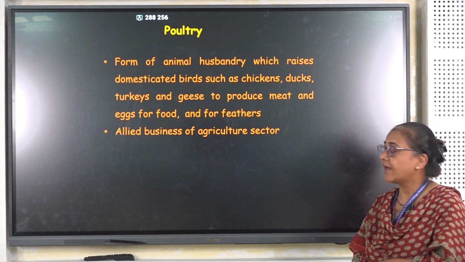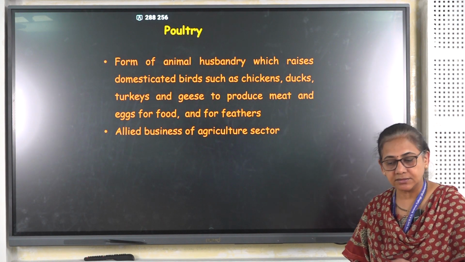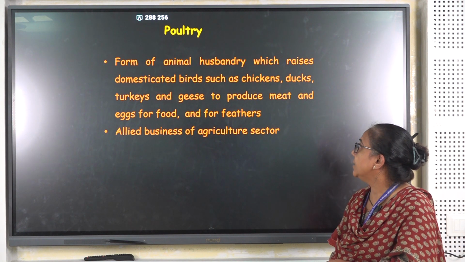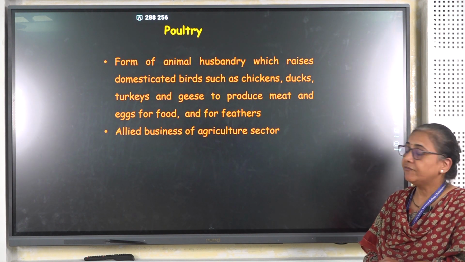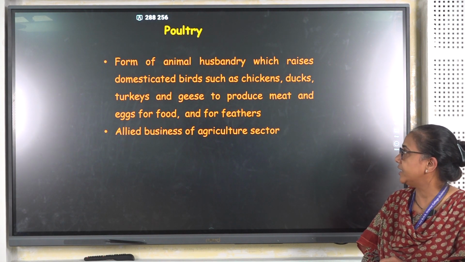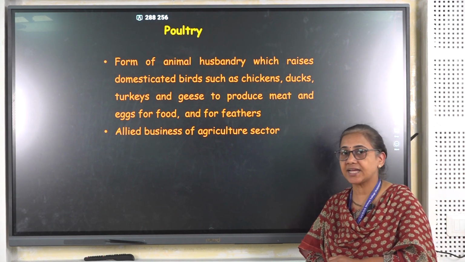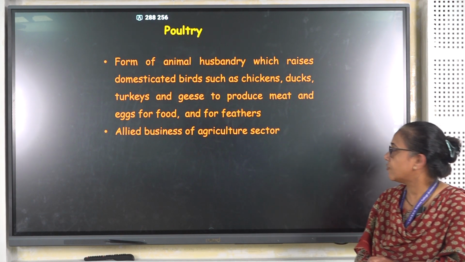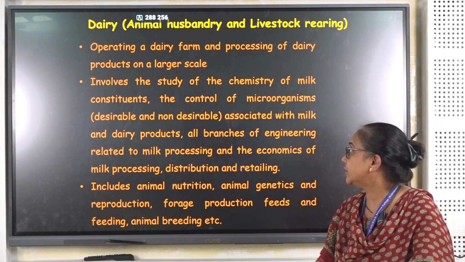The other branch, which is an allied branch of the agriculture sector, is poultry. It is a form of animal husbandry which raises domesticated birds like chicken, ducks, turkey and geese for the production of meat and eggs as food, and for feathers. It's an allied business of the agriculture sector, as I already mentioned.